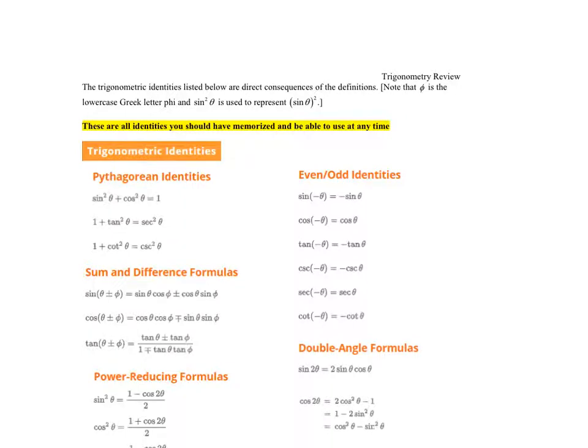Alright, so what I've done is I've taken a summary of all the different formulas you should have seen and should have known from a trigonometry class, okay? So here's some things that I want to do.